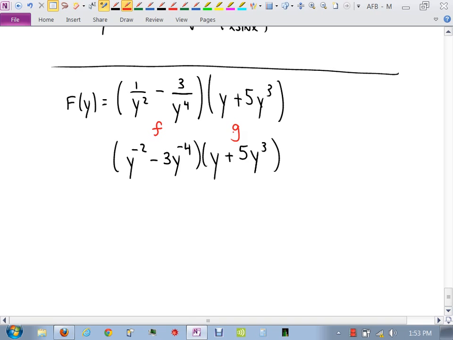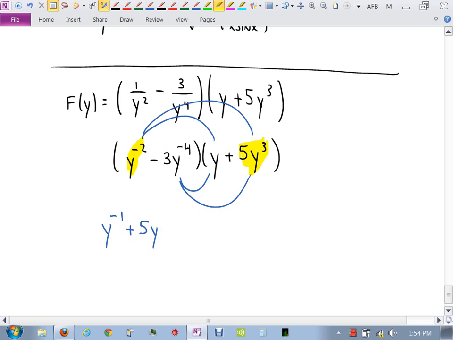But I don't really think I would do that problem this way. I would actually not even try product rule. I would just do a foiling before I do any differentiation. So what's y to the negative 2 times y? Negative 1. And then we have plus 5y. That's what you get when you do y to the negative 2 times 5y cubed, right? You add the exponents.